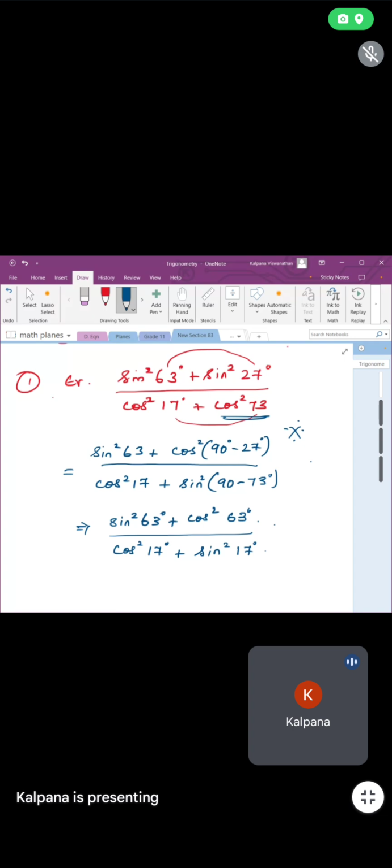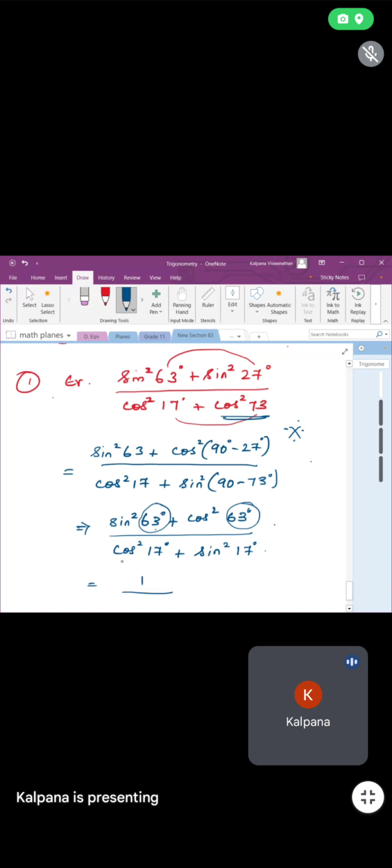Okay, now look at the numerator. What is it? Sine square 63 plus cos square 63. That is sine square theta plus cos square theta. See, both the angles are the same here, so the value of theta is known. Sine square theta plus cos square theta is 1.